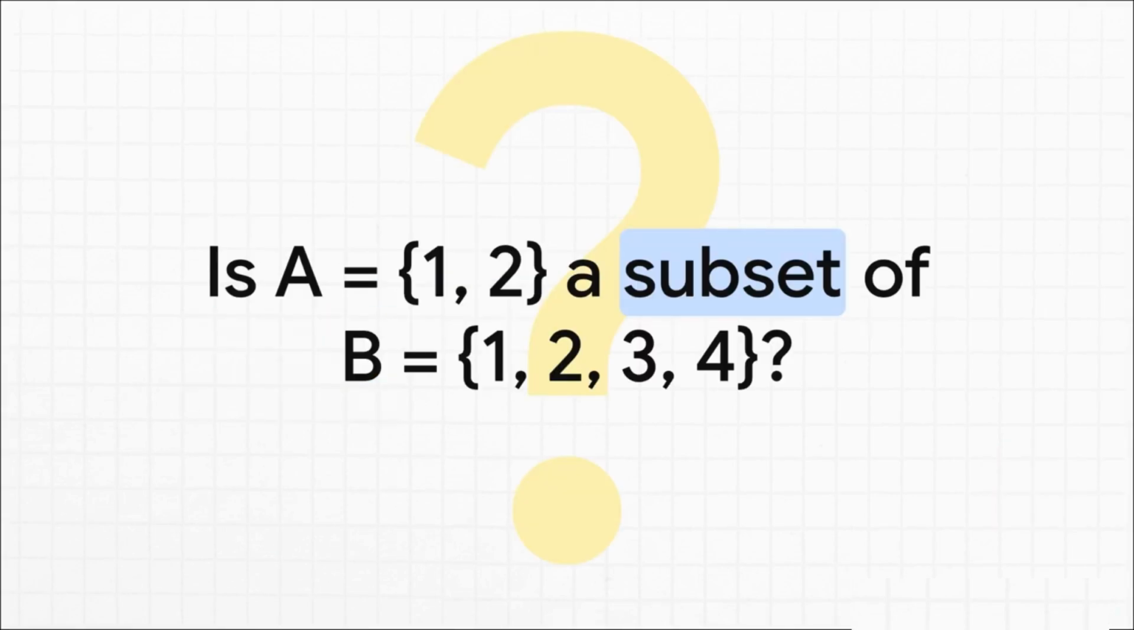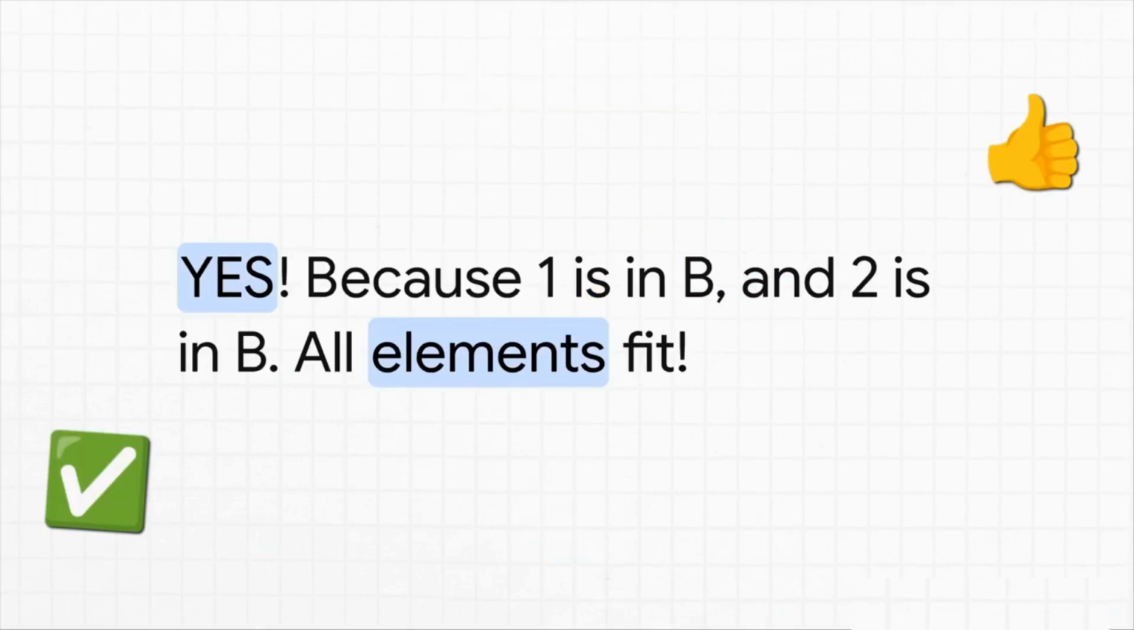Let's get those brains working. Look at these two sets right here. Is set A with the numbers 1 and 2 a subset of set B, which has 1, 2, 3, and 4? What do you think? Yes, absolutely. And why? Because we just followed the rule. We check every element from A. Is the number 1 in set B? Yep. Is the number 2 in set B? Yep, it's there too.